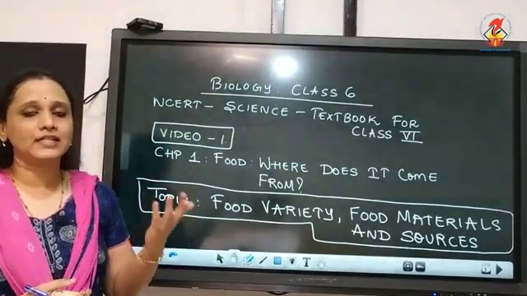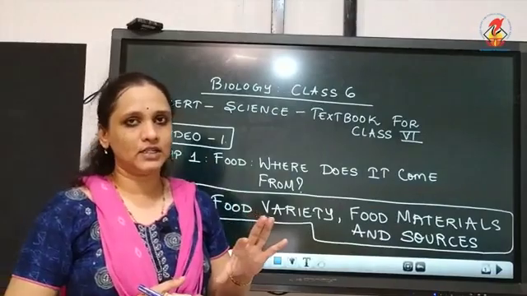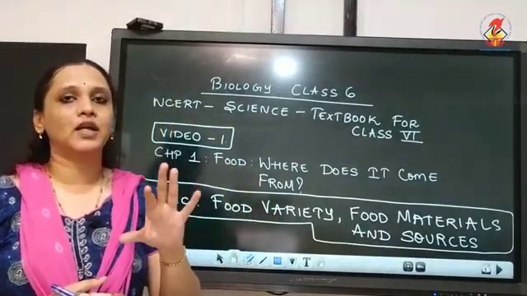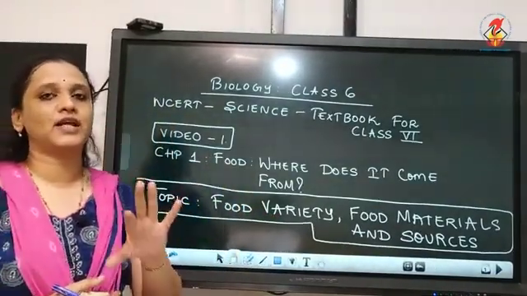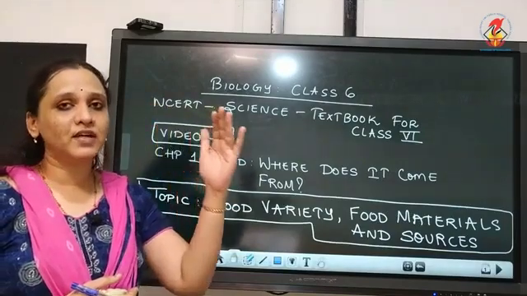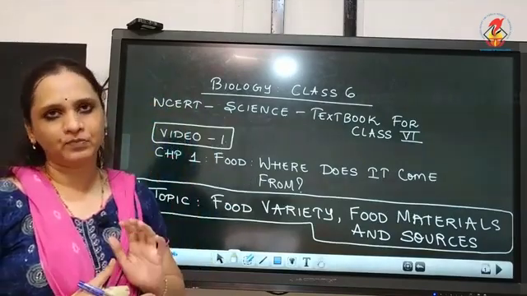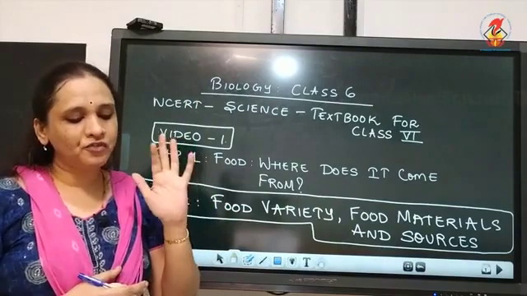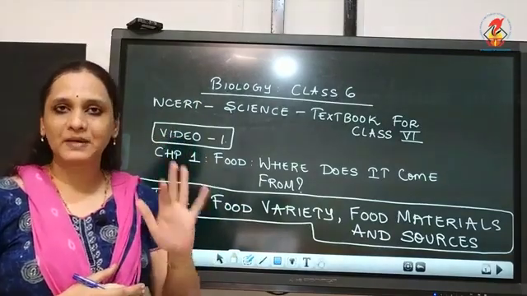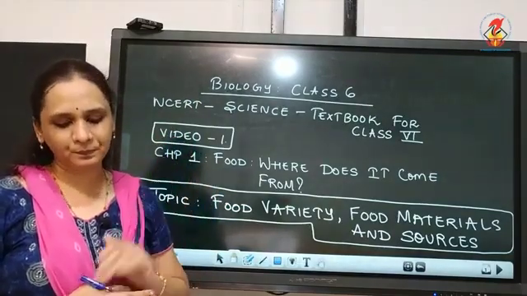So what do we understand from all these varieties? We understand that we eat different food items at different times of the day. So there is a lot of variety of food present on earth.